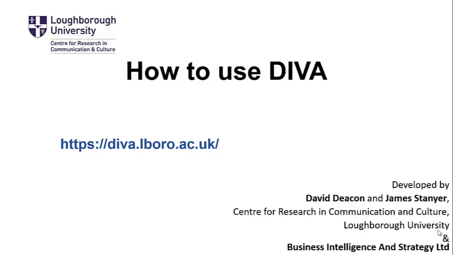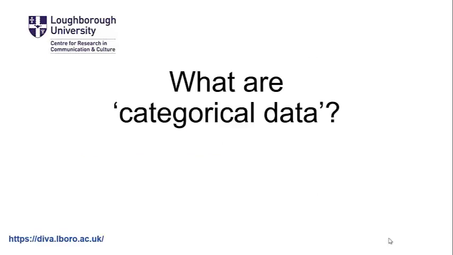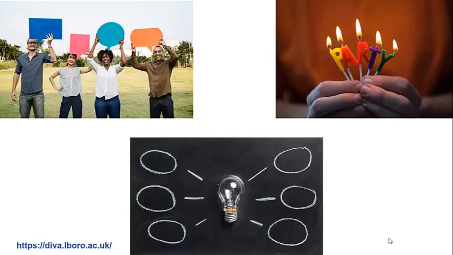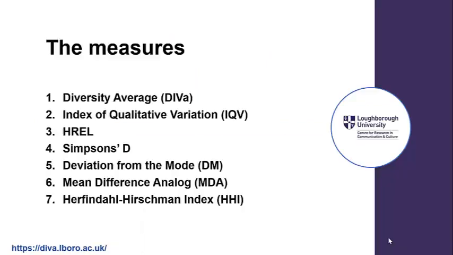This short video explains how to use DIVA to measure diversity from categorical data. When we talk of categorical data, we are referring to the use of numbers to locate different cases into separate categories. For example, categorising respondents to a survey according to their ethnicity, party political orientation, or level of educational attainment. Categorical data are sometimes also referred to as nominal data or qualitative variation.